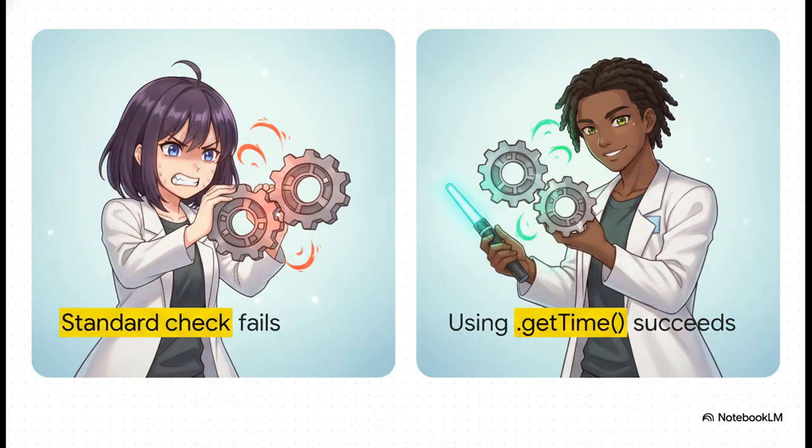And this brilliantly illustrates the workaround. If you just check if the two date objects are equal, that intuitive approach flat out fails. But we can use our magic weapon, the getTime method. If we attach getTime to both of our birthday objects, suddenly the comparison works perfectly.